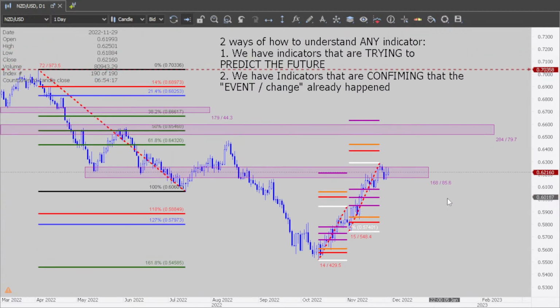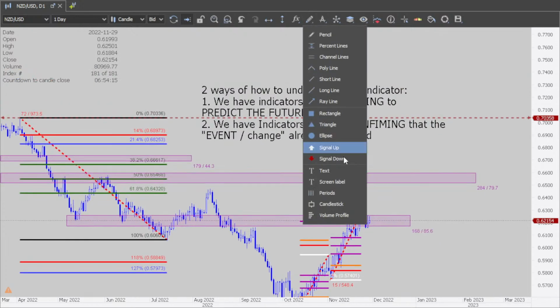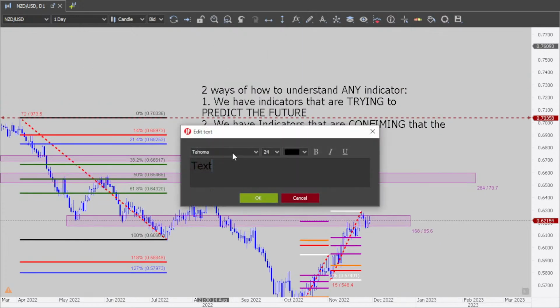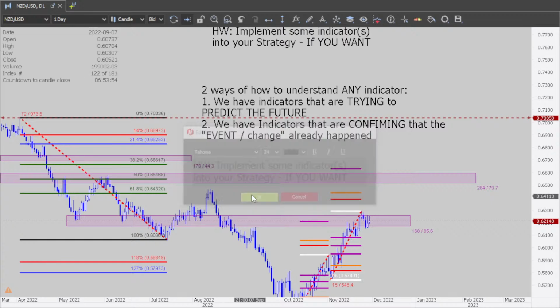Homework: implement some indicators into your strategy if you want, if you want to have more confirmations.